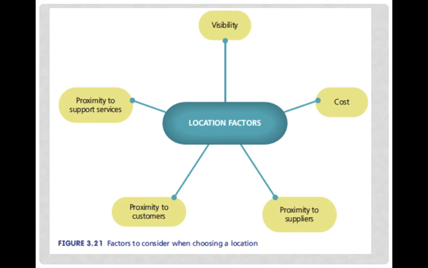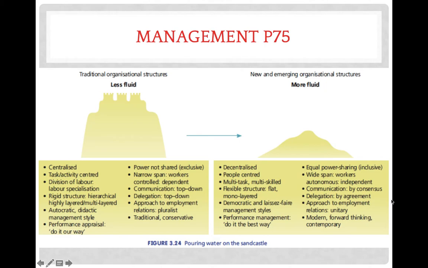The last one is proximity to support services. This is especially the case with small businesses who can't afford to have finance and legals in-house, and so it would be handy to have them fairly close to where they are. So those are location factors. Each one of those should be a subheading. Okay, moving on to another major topic here.